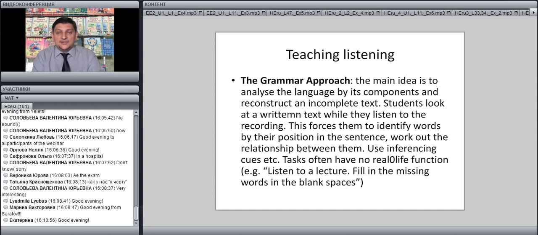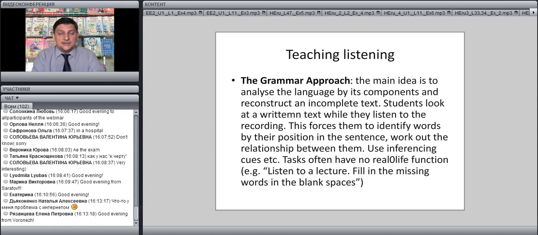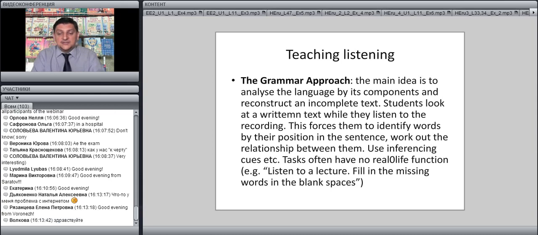In the grammar approach, the main idea is to analyze the language by its components and reconstruct an incomplete text. Students look at the written text while they listen to the recording, and this forces them to identify words by their position in the sentence, for example, to work out the relationship between the words, to see who does the action, who is the object of the action, and so on. And they also use inferencing cues. Words like before, previously, after, next, and so on. And tasks often have no real-life function.